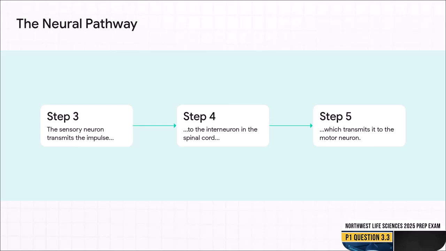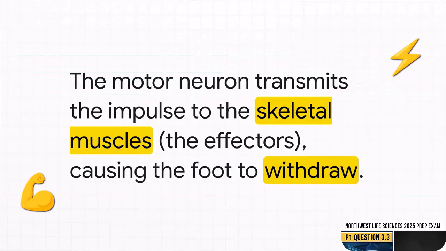Next up, that impulse has to travel. And honestly, it's like a relay race. First, the sensory neuron grabs the message and carries it from the foot all the way to the spinal cord. Then it hands off the baton to an inner neuron. Think of this one as the middleman, right inside the spinal cord. And that inner neuron immediately passes the signal on to the final runner, the motor neuron. And here we are at the finish line. The motor neuron takes that impulse and delivers it to the effectors, which in this case are the muscles in the leg. This signal tells them to contract right now, and that contraction is what pulls the foot away from the thorn. And boom, that's the entire reflex arc from start to finish.